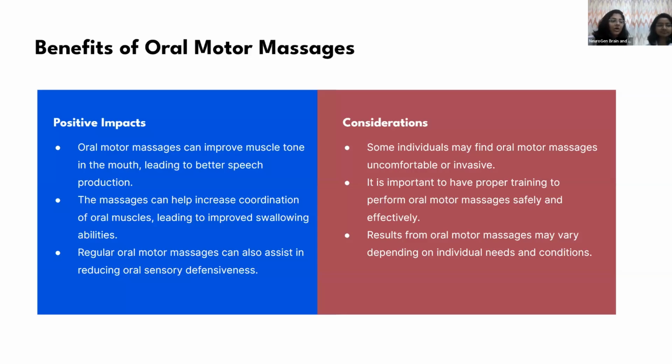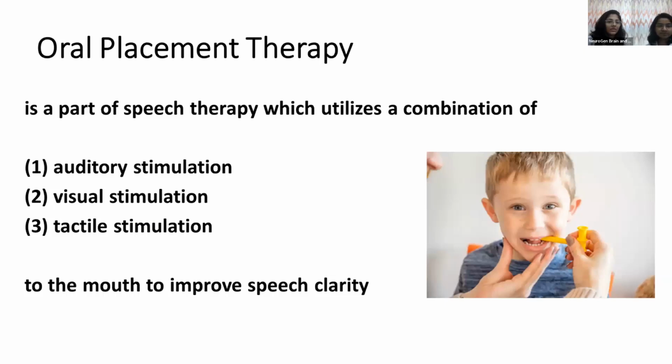Next, we are moving on to oral placement therapy. Oral placement therapy is a part of speech therapy, and as the term suggests, we are going to aid them with a cue or a prompt. This could include a combination of auditory, visual, as well as tactile stimulation to improve the overall intelligibility of speech. For tactile stimulation, we would use our hands or anything as such to help them produce the speech sound.